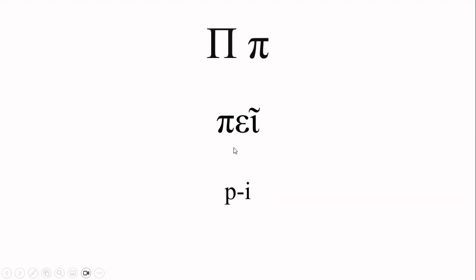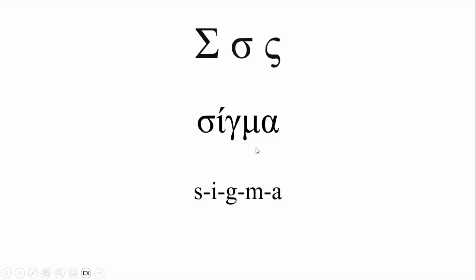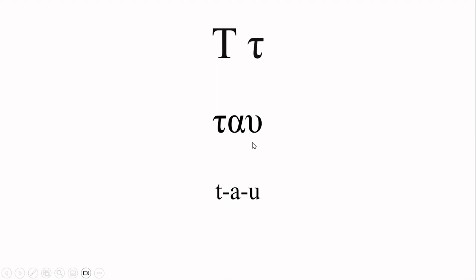Pi. Pi, epsilon, iota, pi. Rho, rho, omega, rho. Sigma, iota, gamma, mu, alpha. Sigma. Tau.